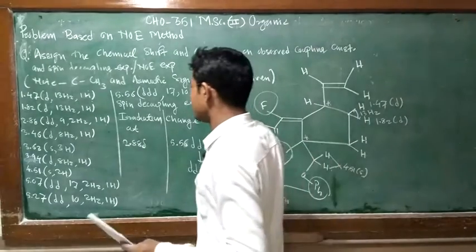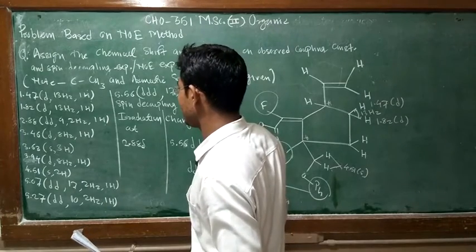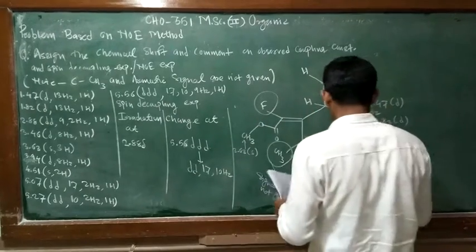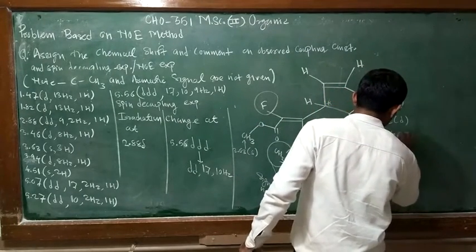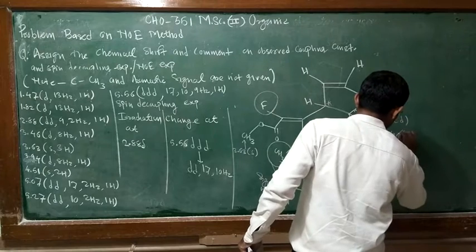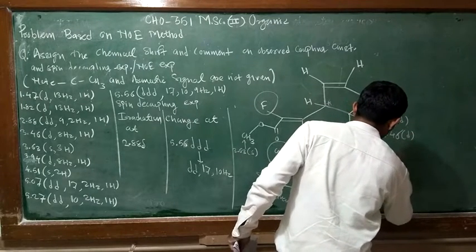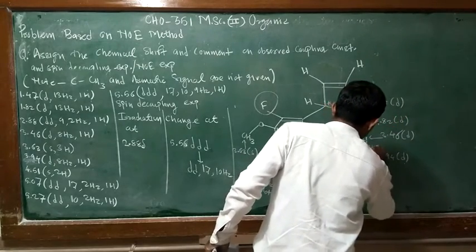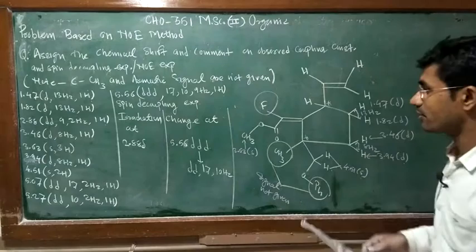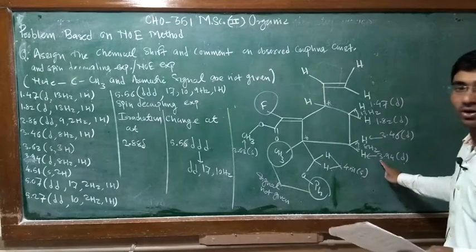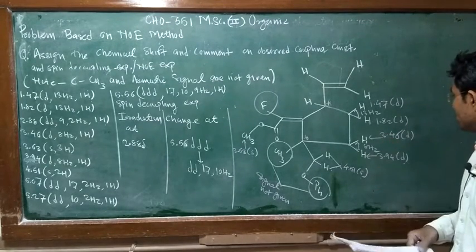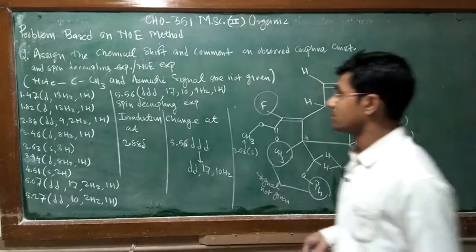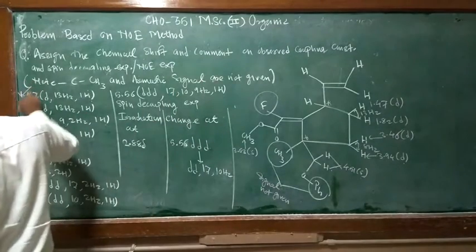Then the protons at the values 3.46 and 3.94. 3.46 doublet and 3.94 doublet. These two actually couple with 8 Hz coupling, so this coupling is possible. They undergo geminal coupling here. So in this way we can assign these 4 protons. We have assigned these signals.